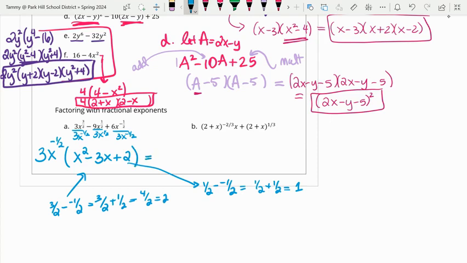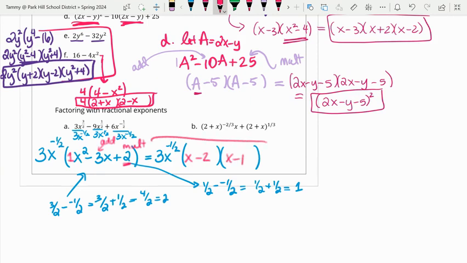So then I'm left with 3x to the negative a half on the outside. And then I finish factoring that. Now it's in the nice form. I need two numbers that multiply to 2, add to negative 3 because my leading coefficient is a 1. So that's going to give me x minus 2, x minus 1. Because negative 2 times negative 1 adds to negative 3 and multiplies to 2.